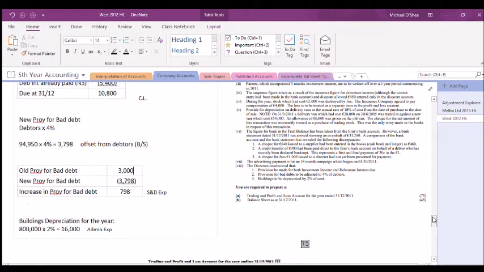Last part of this, nice and easy. My buildings are to be depreciated at 2%. My buildings in the question are 800,000, 2%, 16,000. That's an admin expense. There is no depreciation prior to this year, so this will actually also be a balance sheet depreciation figure as well.